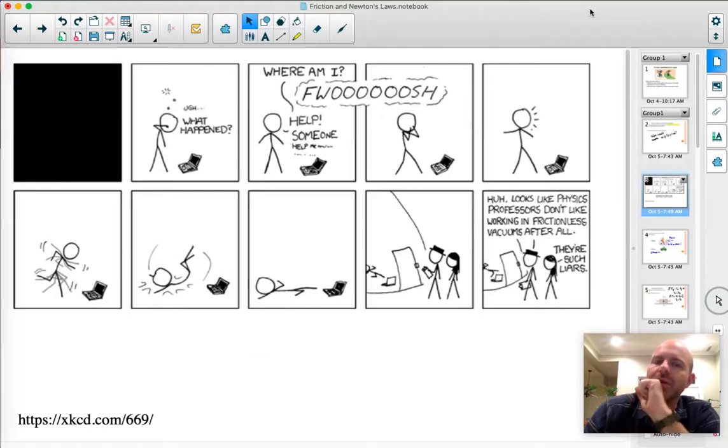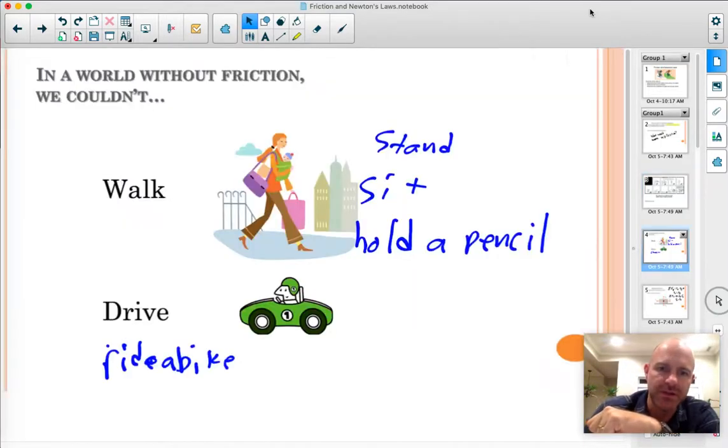Of course, the idea of living in a world without friction is actually kind of disturbing because there's so many things you couldn't do. Specifically, you couldn't walk or drive or ride a bike or stand or sit or hold a pencil or do much of anything, because everything that you think of as slippery right now is nothing compared to a world where there is no friction at all.